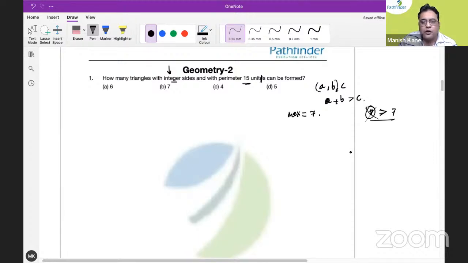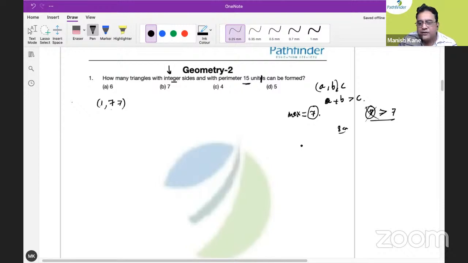So how will you solve this question? The maximum side length is 7. Let us start with the first side being 1. I cannot have a side of length 8 centimeter. So let me say I have a side of 7 centimeter, 1 plus 7, 8, and the perimeter is 15. So the sum of the three sides has to be 15. So 1, 7, 7. Does it form a triangle? Yes, it does form a triangle.